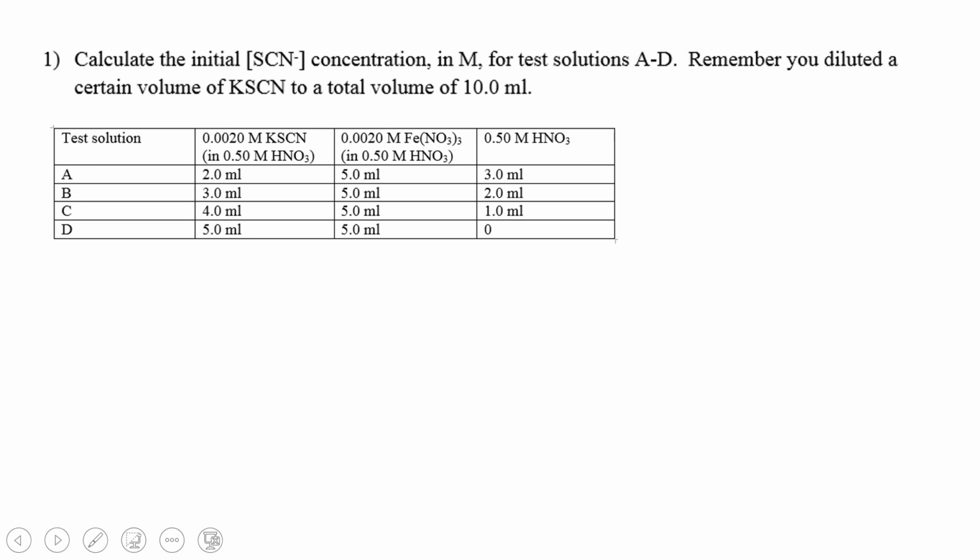Okay, then we get to the next page of calculations. In order to do an ICE chart, you need to know some initial concentrations and your final, equilibrium concentrations. So first we have to find your initial thiocyanate concentration for solutions A through D. So again, look back at your procedure for this data table that reminds you how you made these solutions.